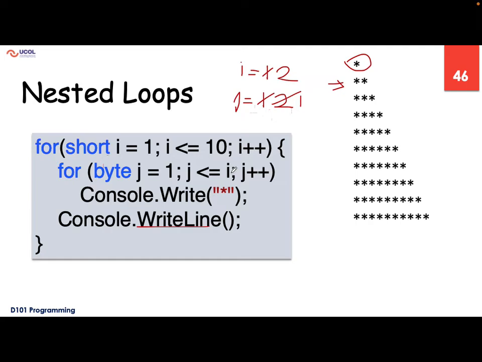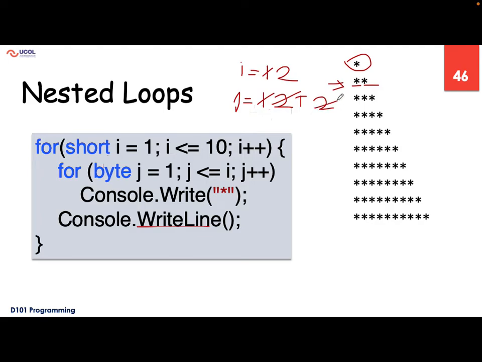1 is less than or equal to 2? Yes, it is true. Print 1 star. So it will print only this first star. Go back and increase the value of j, so j becomes 2. 2 is less than or equal to 2? Yes, it is true. It will print the second star.